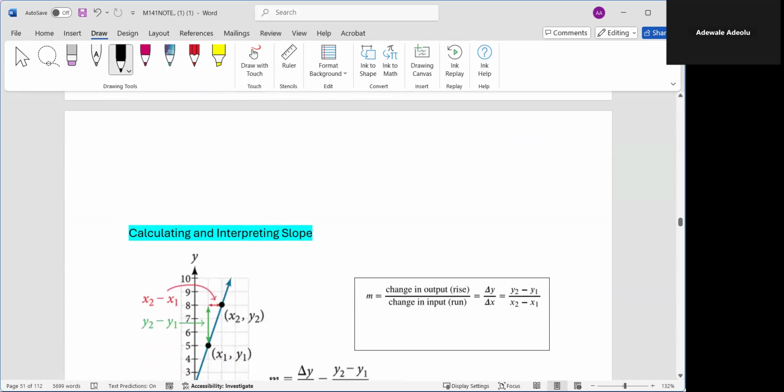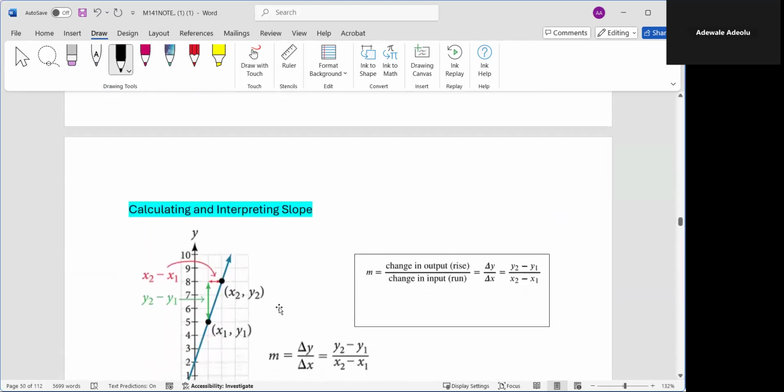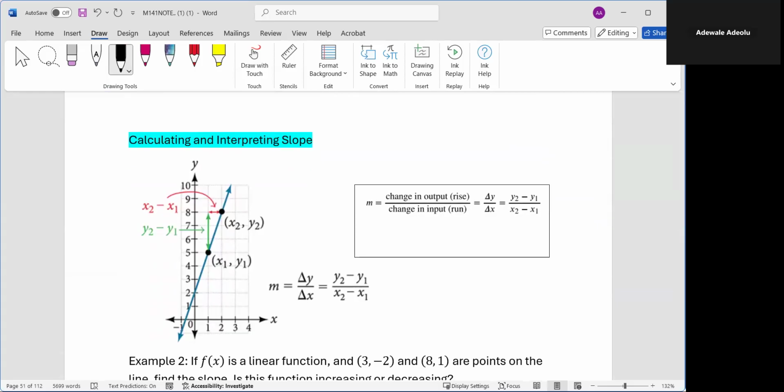Now, let us formally find how we calculate the rate of change. That is the slope. How do we find the slope? From the graph I'm having here, I have a straight line. I have this line, and then there is a point here, and there is another point here.